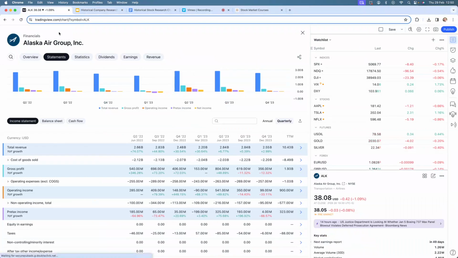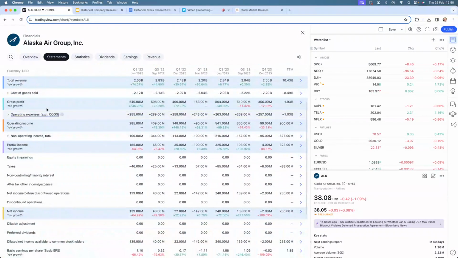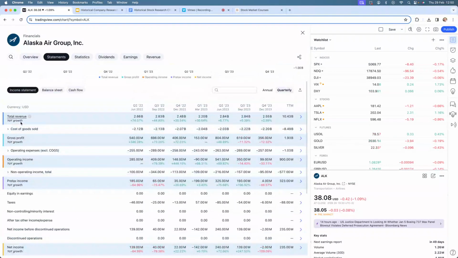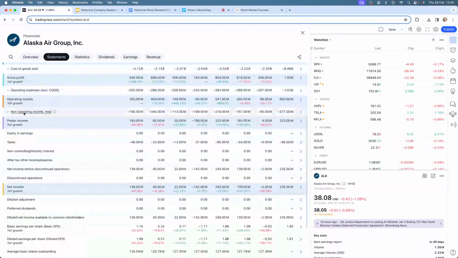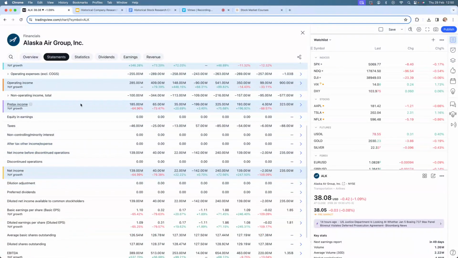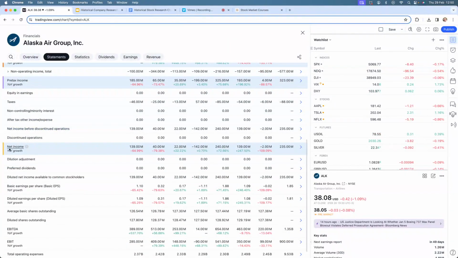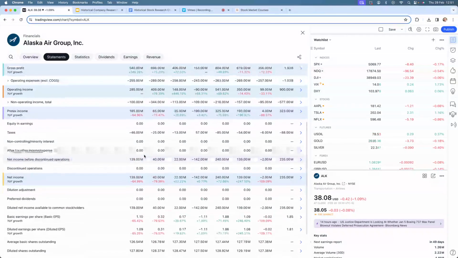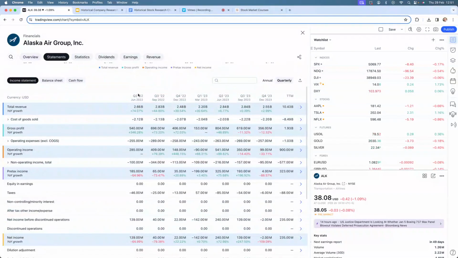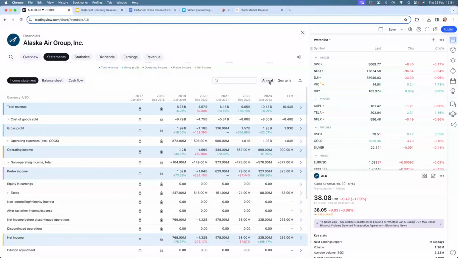So again, back to Alaska Airlines, we're going to look at the income statement. And if we scroll down the income statement, you're going to go through all the costs that are taken out of the business here. And eventually you're going to get to a net income figure. So you can see net income, and then underneath it, it has year on year growth. And you can see this defaults to the quarterly numbers. We want to change that to annual.